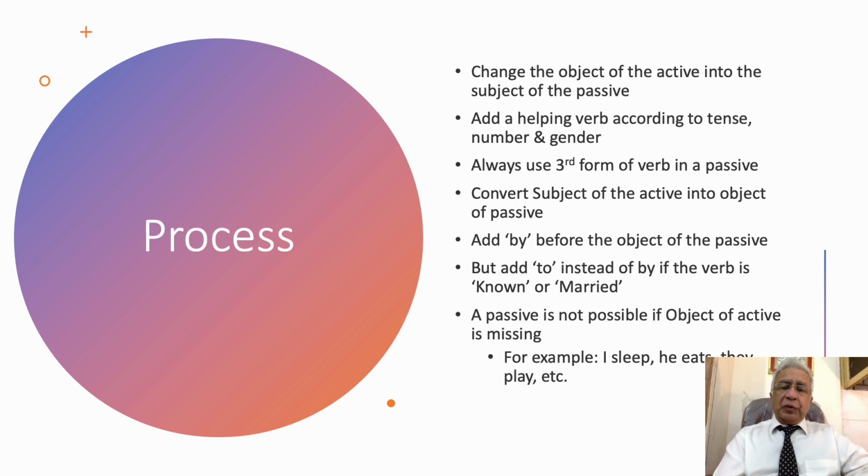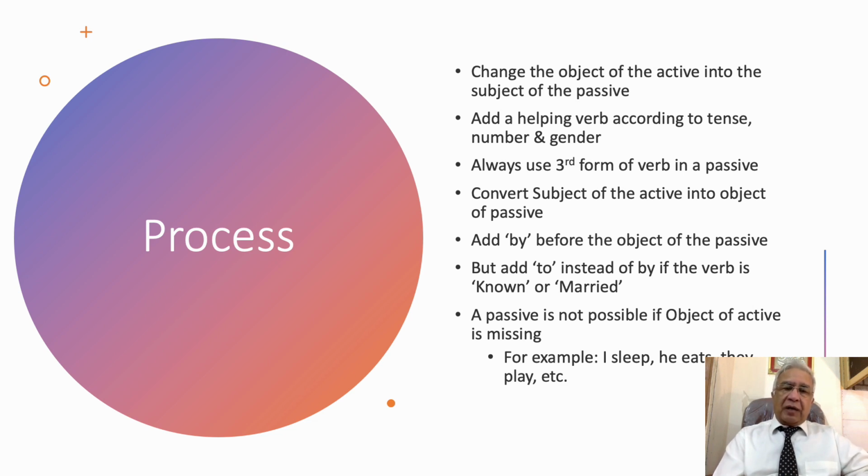After checking the tense, we should look at the number of the object. Sometimes the number may be very important. If it's singular, singular helping verbs will be added, like is, was, has. And if it is plural, definitely some plural helping verbs are required to be added.